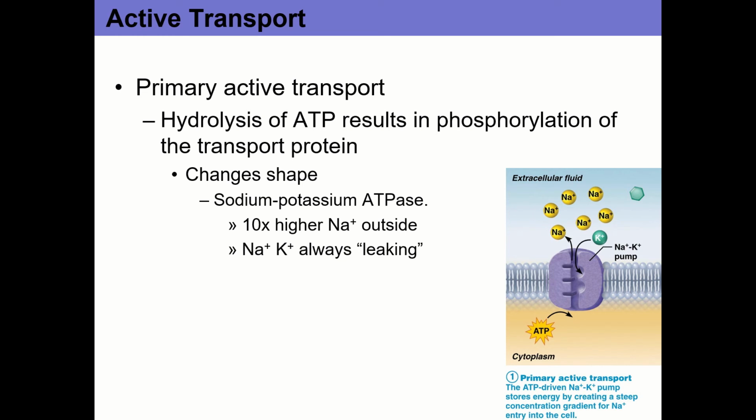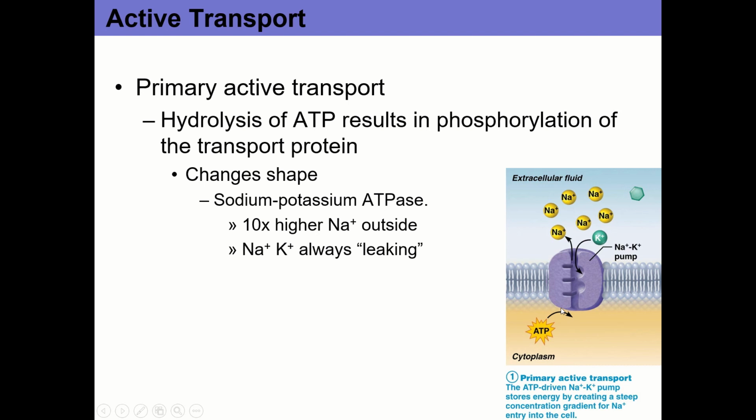So there's some terminology on there that I should explain. Hydrolysis means to use water to cut. And so when we break down ATP, when we break that last phosphate bond, we use water to do it. So hydrolysis of ATP, from a practical standpoint, just means that we're breaking down ATP, which gives off energy. Phosphorylation means that we add a phosphate. And so when we break that last phosphate off of ATP, we can add it to this sodium-potassium pump here, which is also known as sodium-potassium ATPase because it's an enzyme.